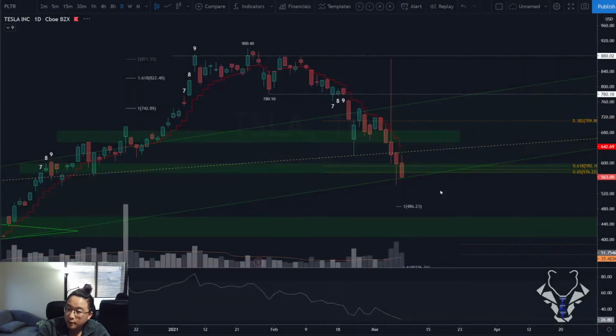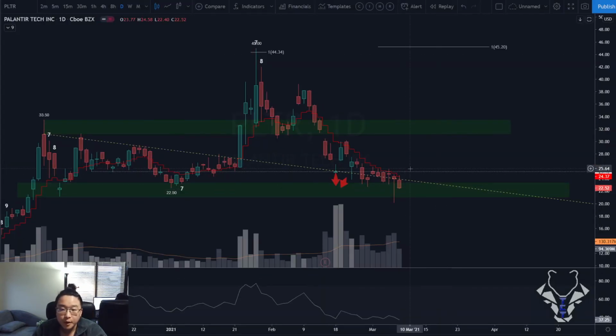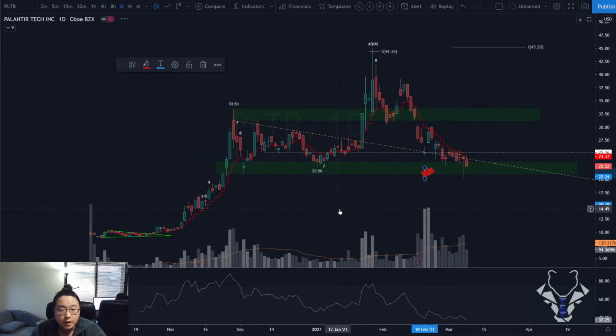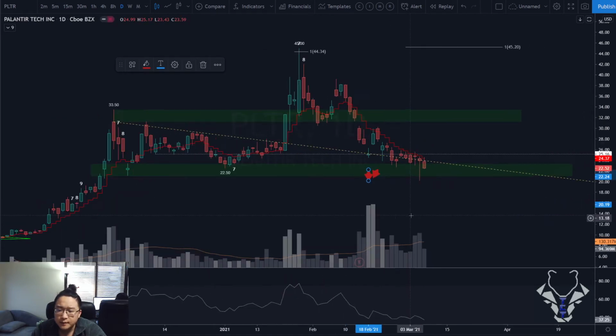Next, PLTR. Still relatively weak. We saw a slight break of the 88 before rejection coming down. Essentially, these two biggest bull volume candles ever are still in play, just taking a lot longer than anticipated. We do not want to lose Friday's low, 20.18. So call it $20 even. That is a must hold, or else I would consider these two invalidated.